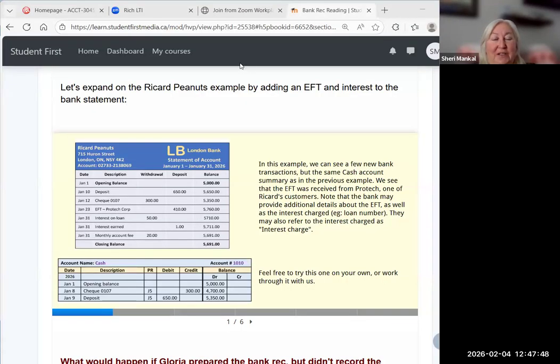Everybody, and welcome to Module 5, Bank Reconciliations. So, this is one of my favorite things to do in the world of bookkeeping. I hope you guys enjoy it as well. It's just one of those really satisfying things for me.